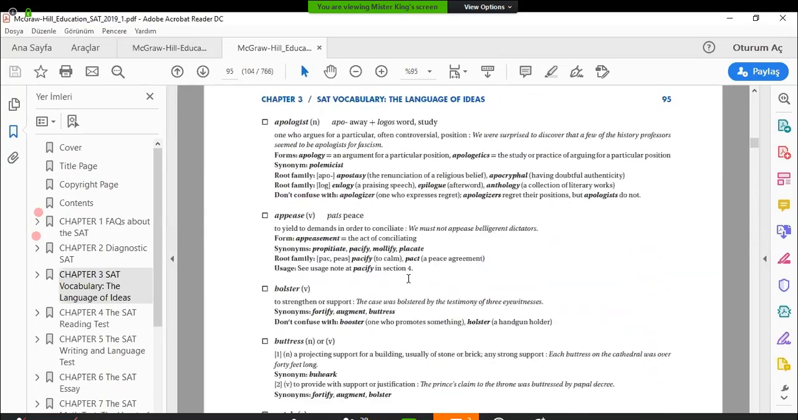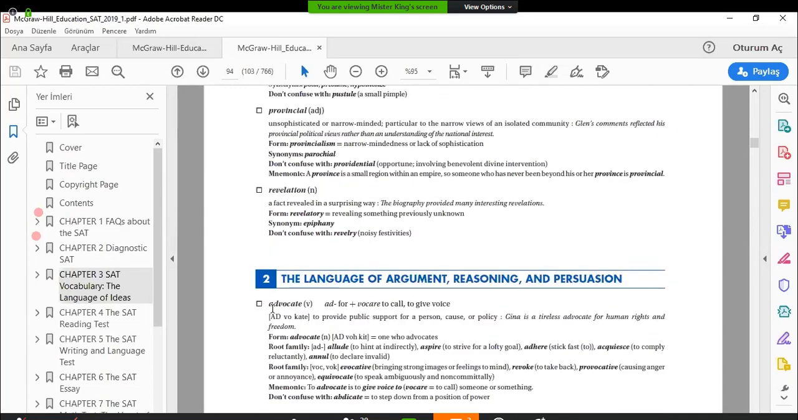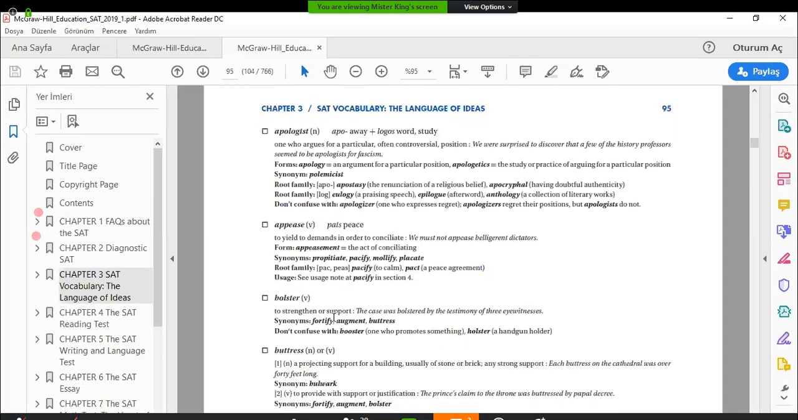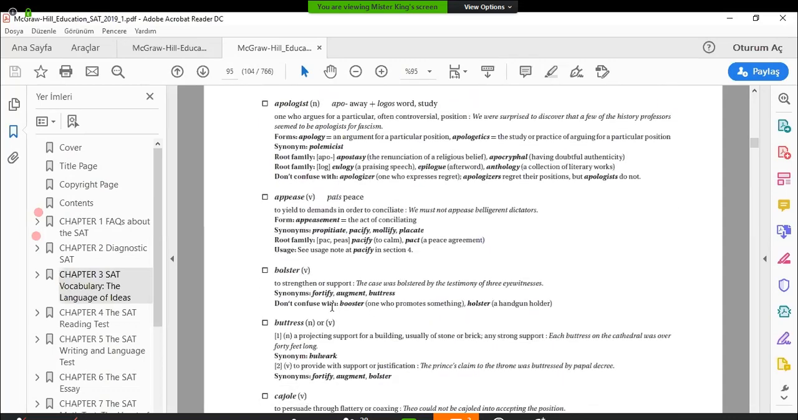And second, you see argument, reasoning, and persuasion, advocate. These are all repeated words in the previous tests and keywords that you need to understand the passages. So I strongly recommend you to have a look at this chapter. You see chapter 3, the language of ideas.